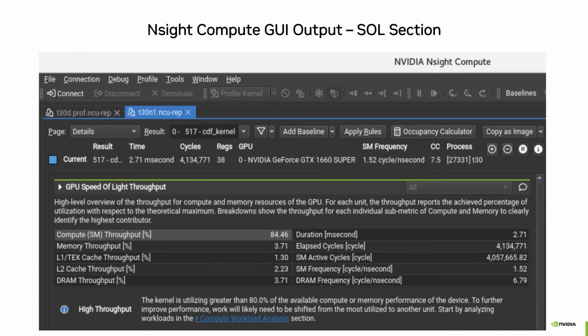Moving to the column of measurements on the right in the top area of this report section, the duration is the measurement of time elapsed that the kernel consumed, measured in milliseconds. The elapsed cycles line is a similar measurement expressing the kernel duration in terms of elapsed GPU core clock cycles rather than milliseconds. These two numbers are related to each other by the SM frequency indication, such that the elapsed time in nanoseconds multiplied by the SM frequency in cycles per nanosecond should be approximately equal to the elapsed cycles.